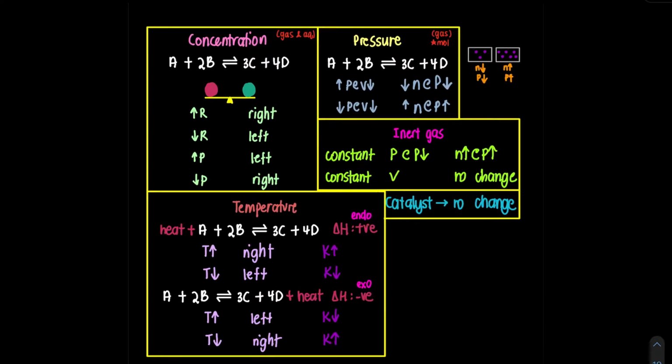Endothermic, where delta H is positive. Sometimes the question doesn't tell you it's endo, it only says delta H is positive. So these two bits are important. Delta H is positive is endo, where heat is absorbed.